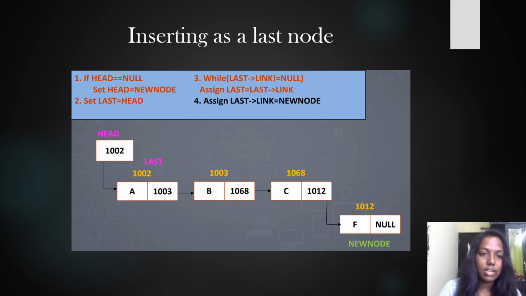Insertion as the last node. If the head link is null, we get to know that it is the last node of the present list. So if the head is null, we set the head equal to the new node and the last is equal to head. This whole process takes place only if the last link is equal to null. And we assign the last link as the new node.